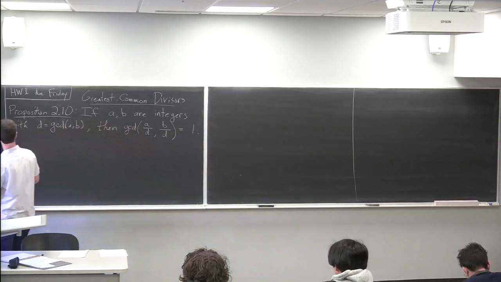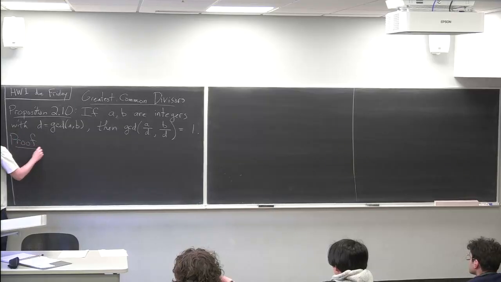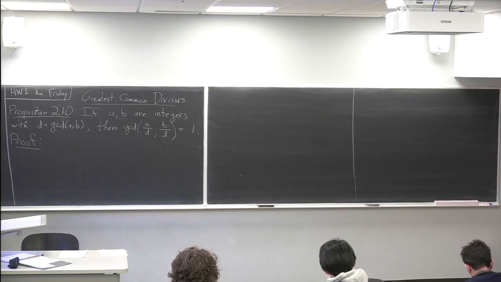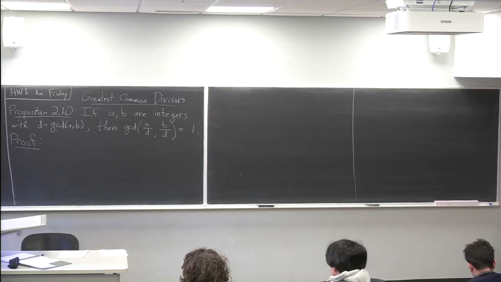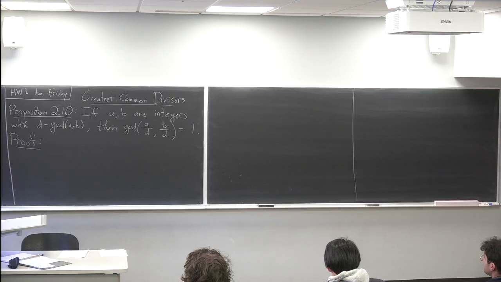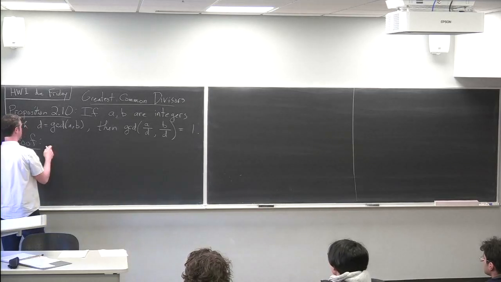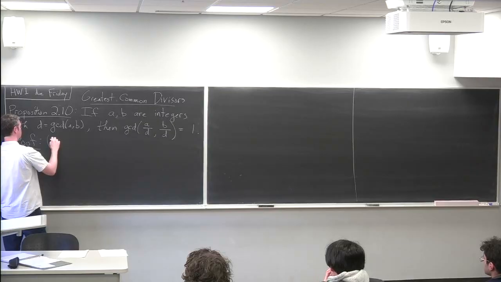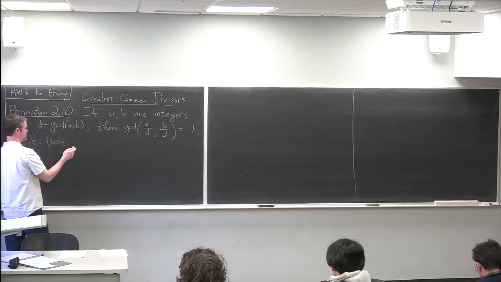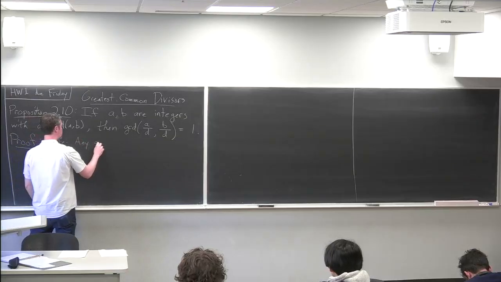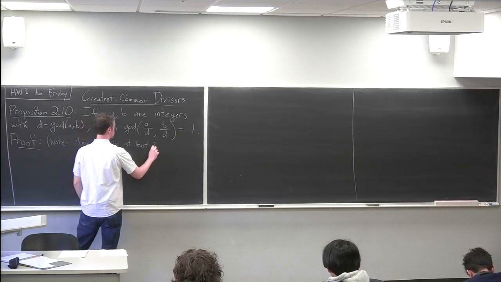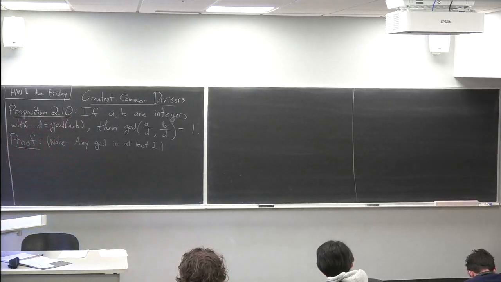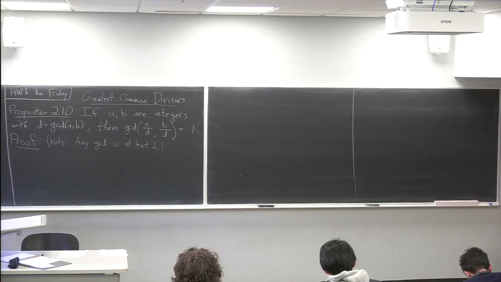So let's give a proof. So, okay. What's the goal here, right? So the GCD, we want to prove it's 1. Just something to remind you about. Maybe just as a little note we have here. I'll just leave this in parentheses just to remind you. Any GCD at all is going to be at least 1. Okay, so that's true about any GCD at all. So it'll be greater than or equal to 1.